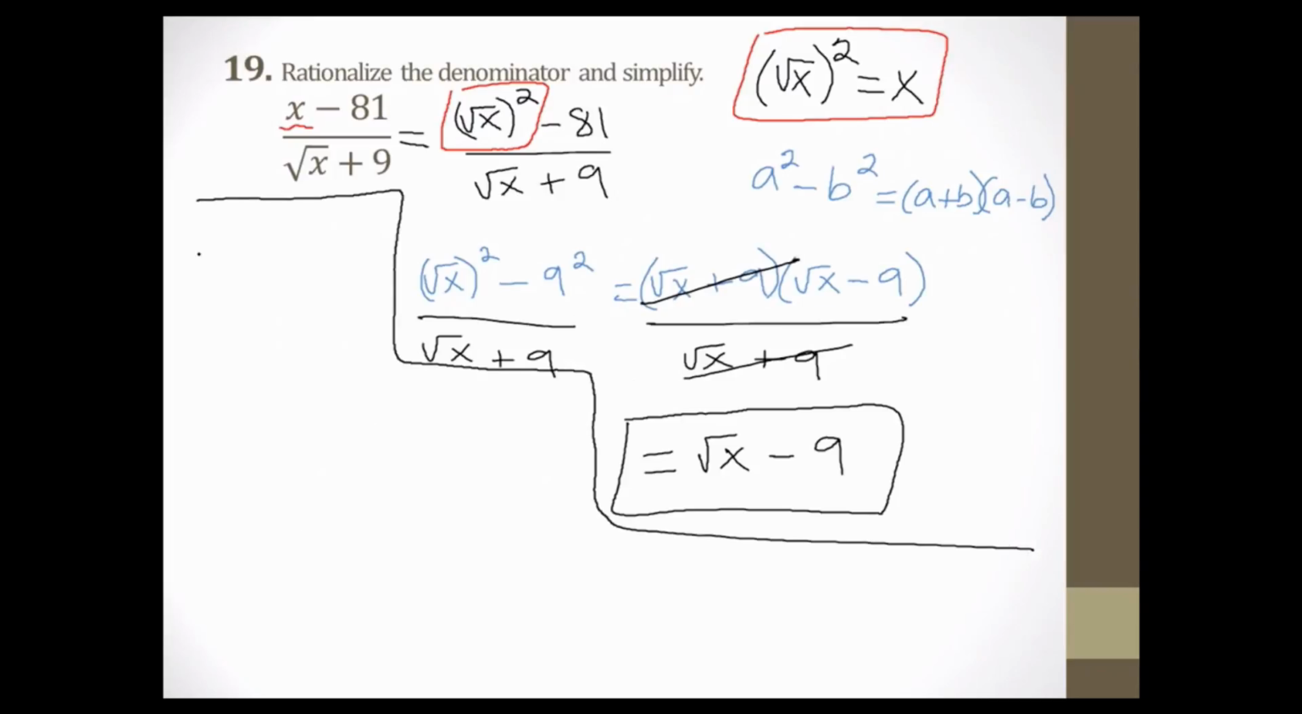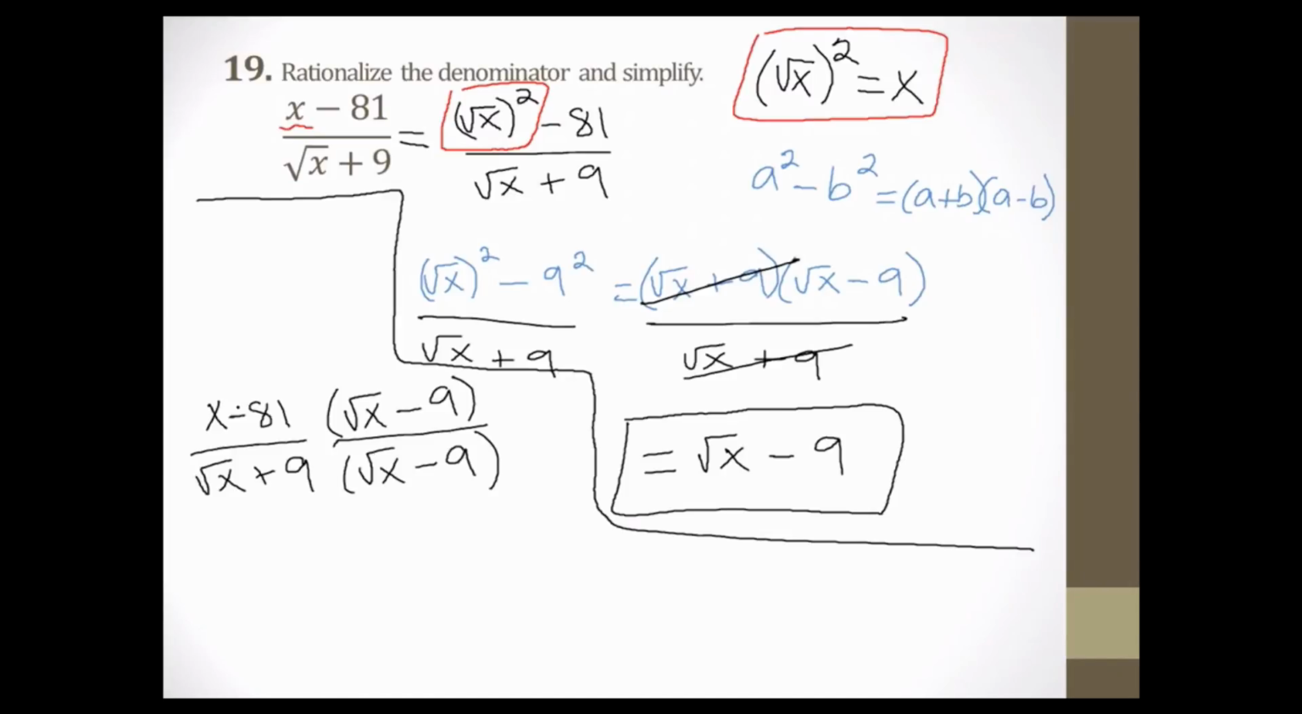Okay, I'm going to show you another way that you could rationalize this. The normal way that we've been doing the problem. So I'm going to use this to get some space. We had x minus 81 divided by the square root of x plus 9. The normal way that we rationalize if the denominator is like this is that we would multiply the top and bottom by the conjugate. So it would be the square root of x minus 9 on the top and the bottom.